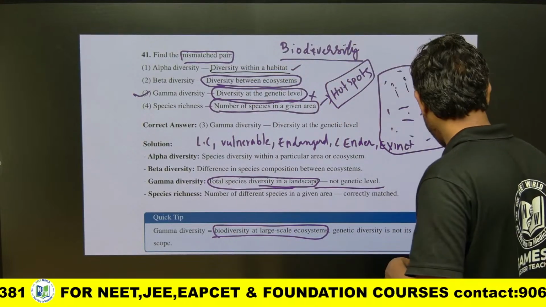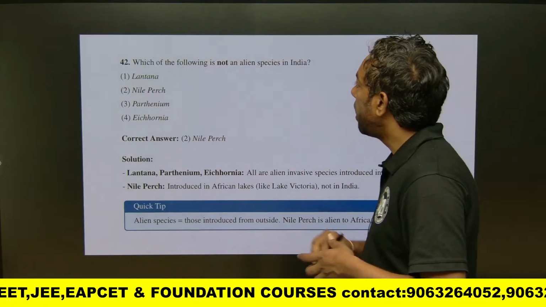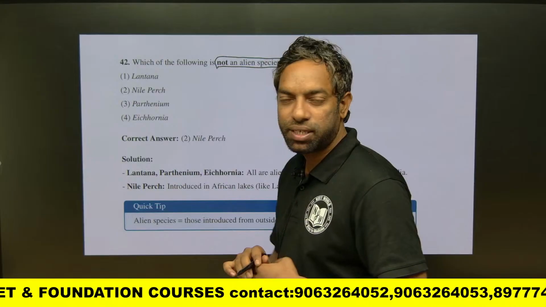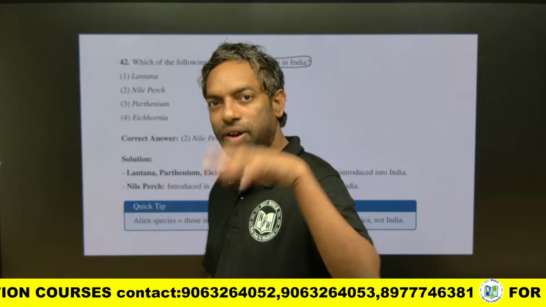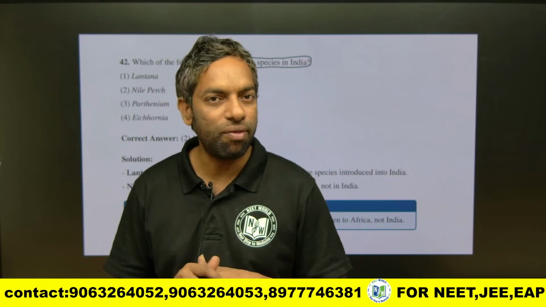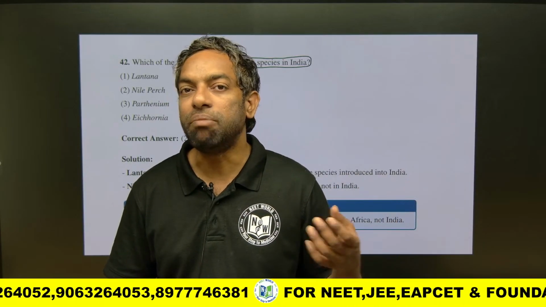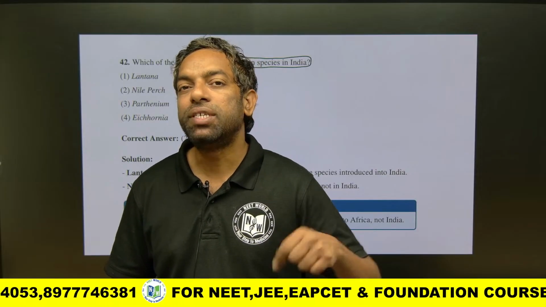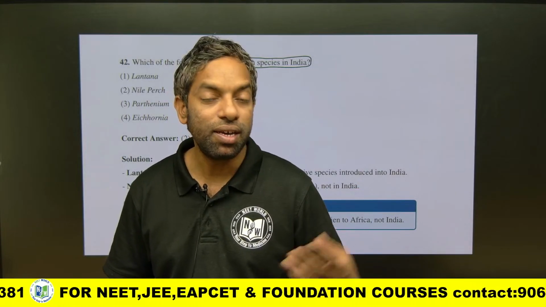Next one: which one of the following is not an alien species? An alien species is a species, either plant or animal, that comes from outside the area. Outside the area is not about the boundary of one country; it is the boundary of a certain space where similar species are located. A different species that has no predator in that area is an alien species.